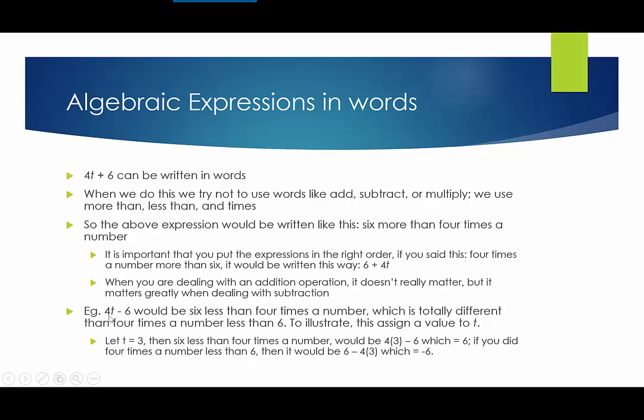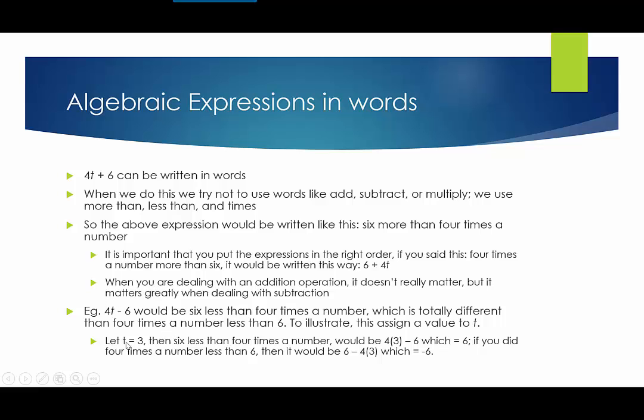So 4t minus 6 would be 6 less than 4 times a number. We've got our 4 times a number, and it's 6 less than that. So you have to write it almost backwards. 6 less than 4 times a number. And again, this is totally different than 4 times a number less than 6, which would be the other way around, which would be 6 minus 4t.